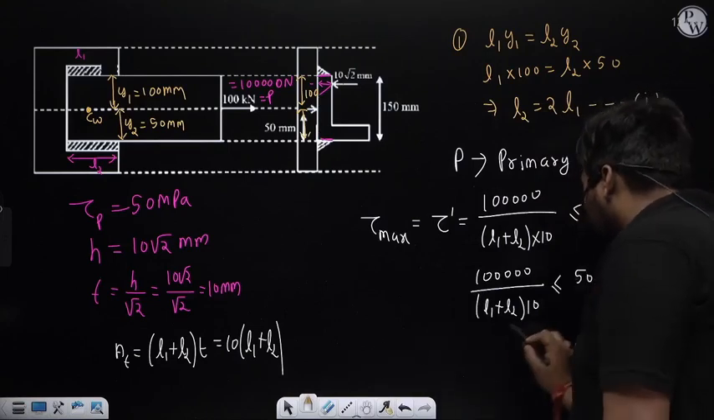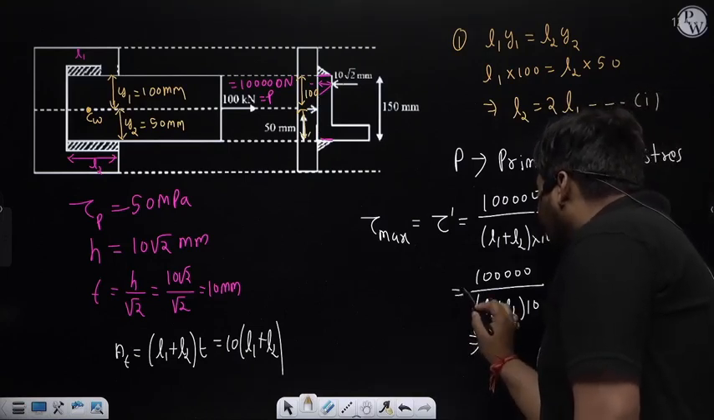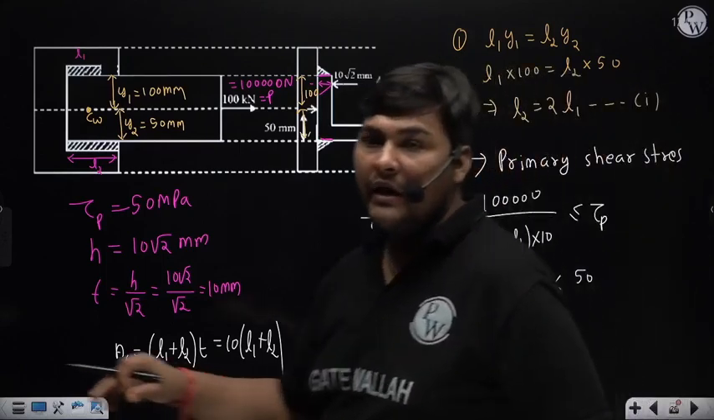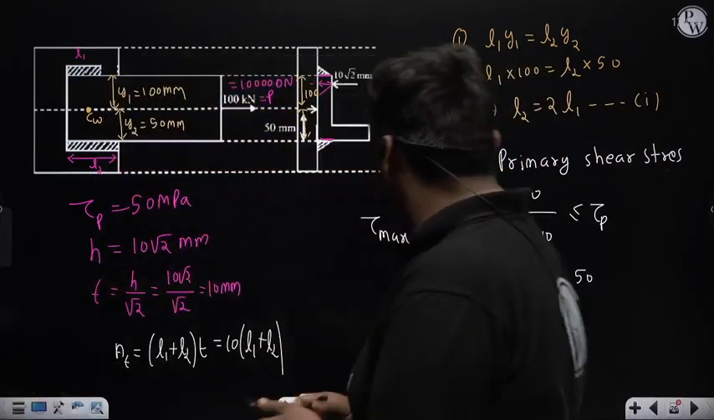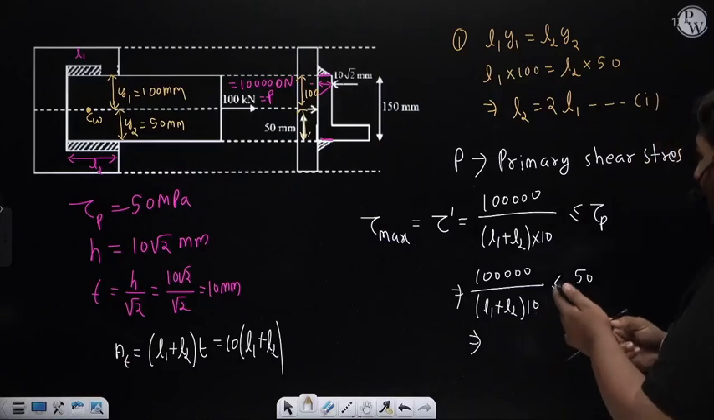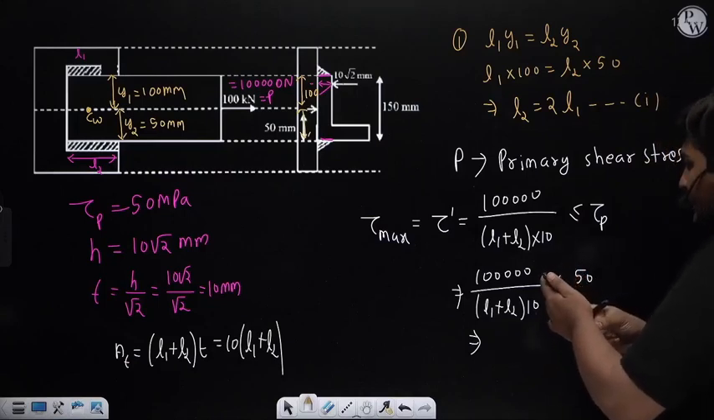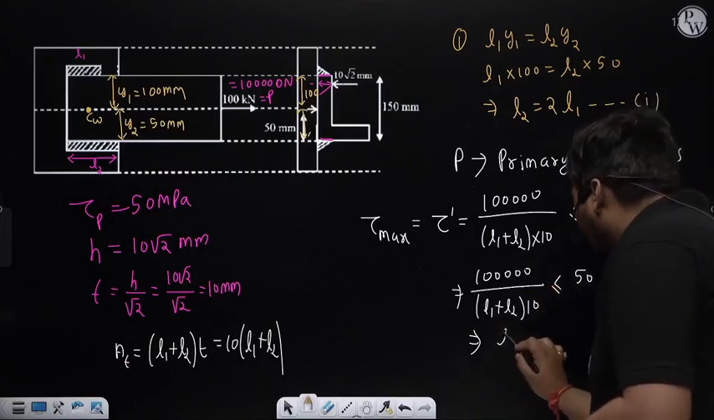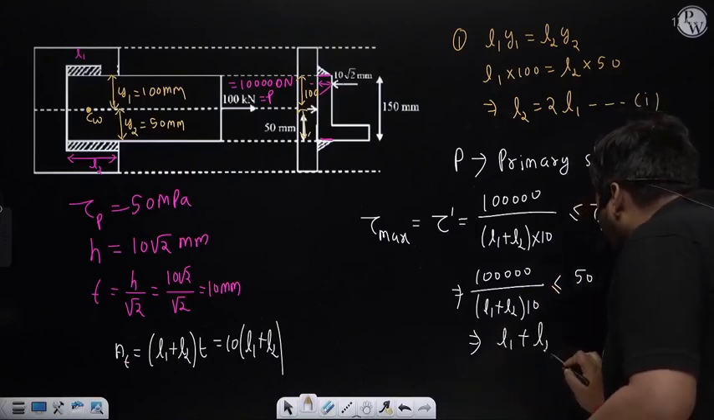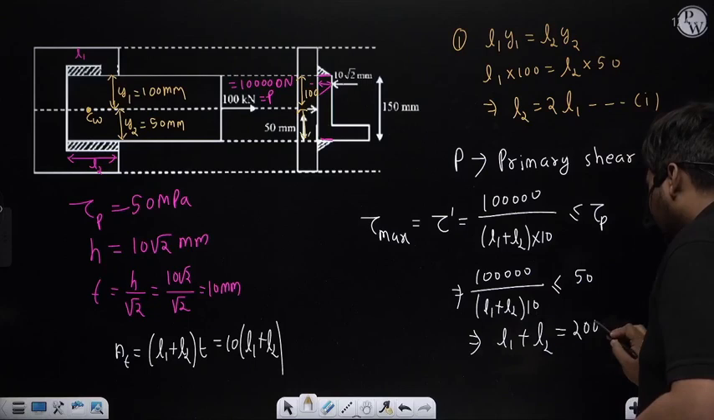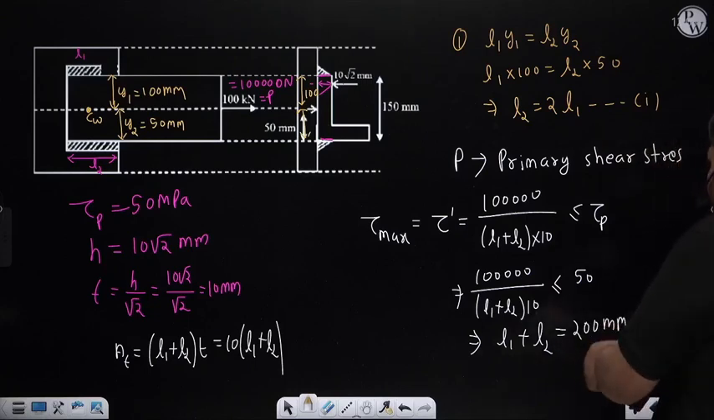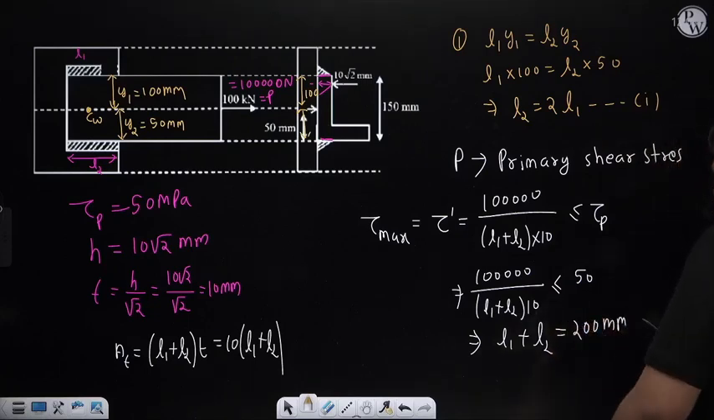which is 50 megapascal. Now to find the limiting value, we will use the equal to sign, and if you use the equal to sign, you will get the limiting value of L1 plus L2, and it is coming 100,000 divided by 10 divided by 50. It is coming L1 plus L2 equal to 200 for limiting value. Actual L1 plus L2 should be either equal to this or more than this, but this is the limiting value.